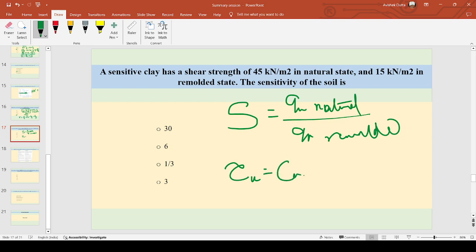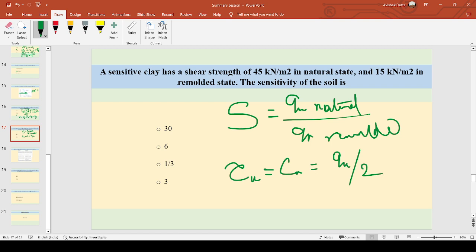Now in the unconfined compression test we get the shear strength tau in the form of cohesion, because we consider the friction to be 0. This is the undrained shear strength. That is equal to QU, the unconfined compressive strength, divided by 2. So undrained shear strength equals the unconfined compressive strength divided by 2.